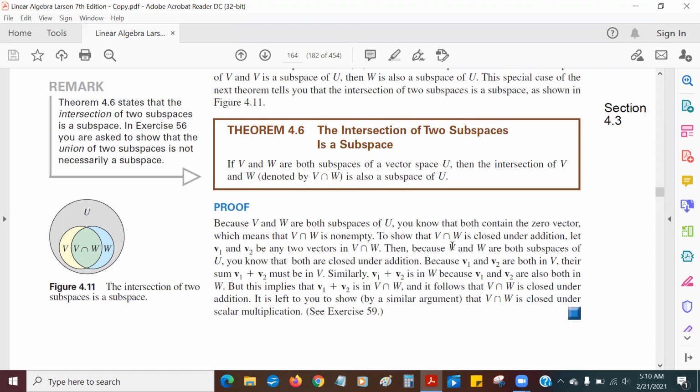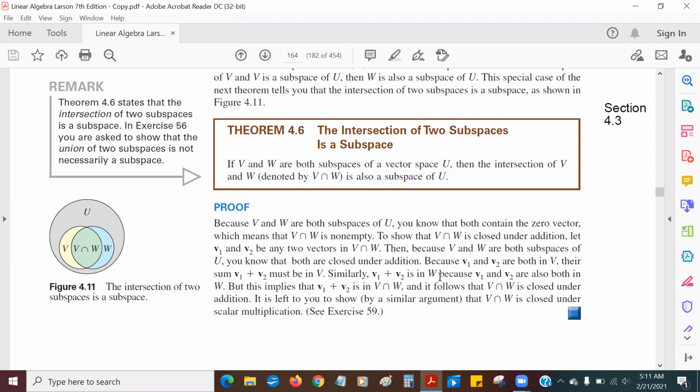Now V is a subspace and W is a subspace of U, so we know that V is closed under vector addition and W is closed under vector addition. Well, since V1 and V2 are both part of V, because if they're part of the intersection of V and W, they're obviously part of V, the sum V1 plus V2, which is what we're looking at now, has to also be in V. And similarly, V1 plus V2 also has to be in W, because since V1 is in W and V2 is in W, their sum has to be in W.